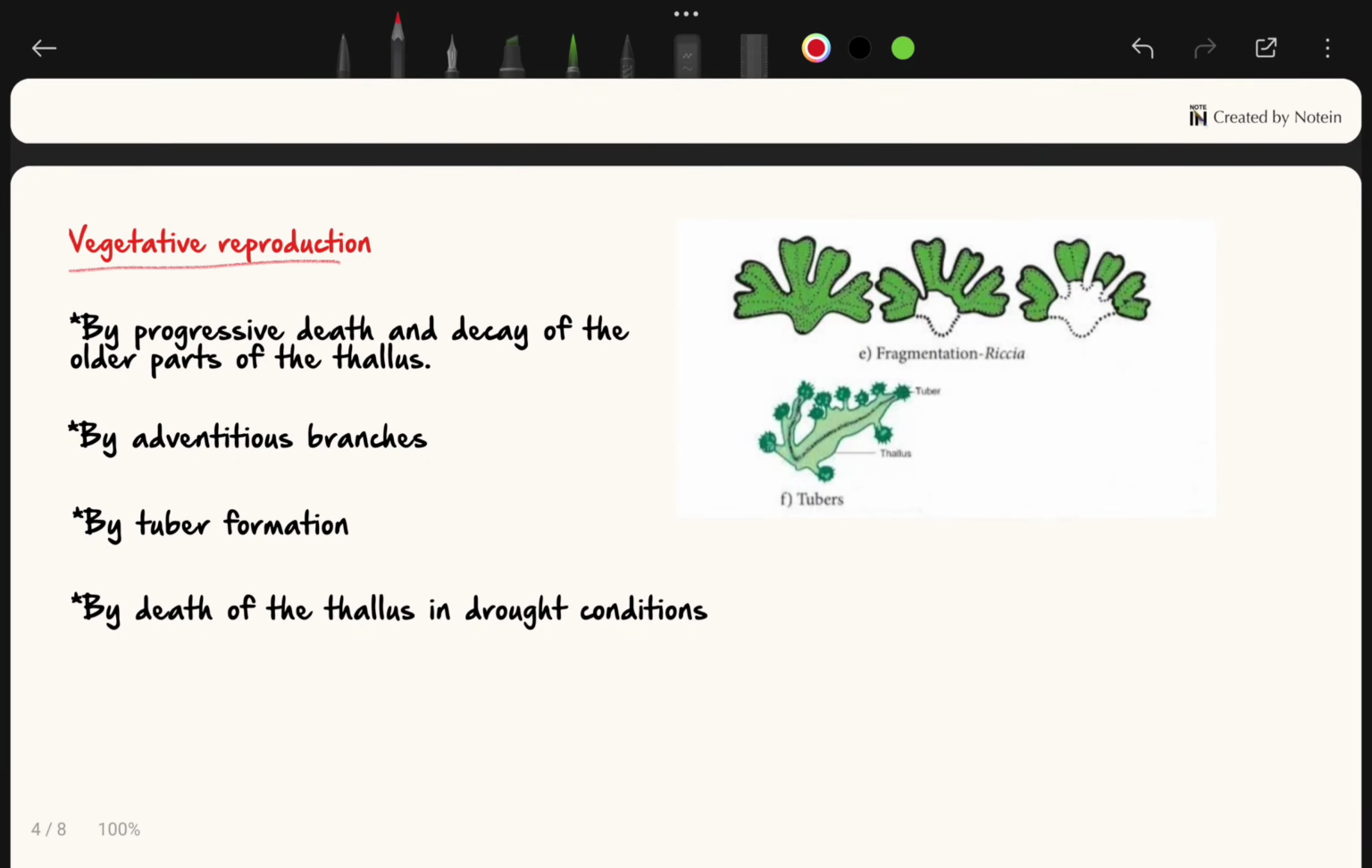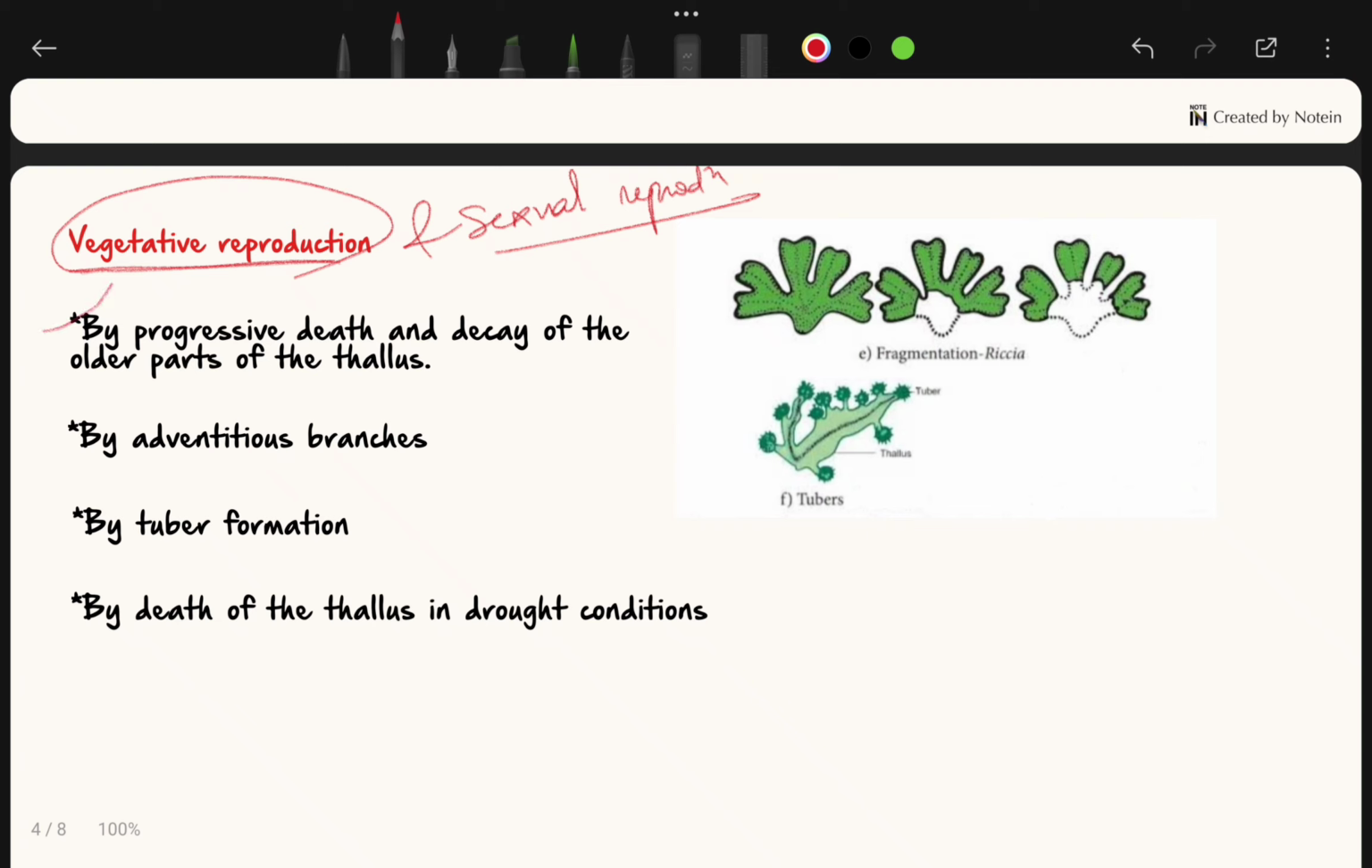Next is vegetative reproduction. Riccia is known to reproduce by two methods: vegetative reproduction as well as sexual reproduction. So we'll first discuss vegetative reproduction. Vegetative reproduction is a type of asexual reproduction where sex organs are not involved. So the plant body itself will give rise to a new plant without any events of fertilization. No sex organs are involved in vegetative reproduction.